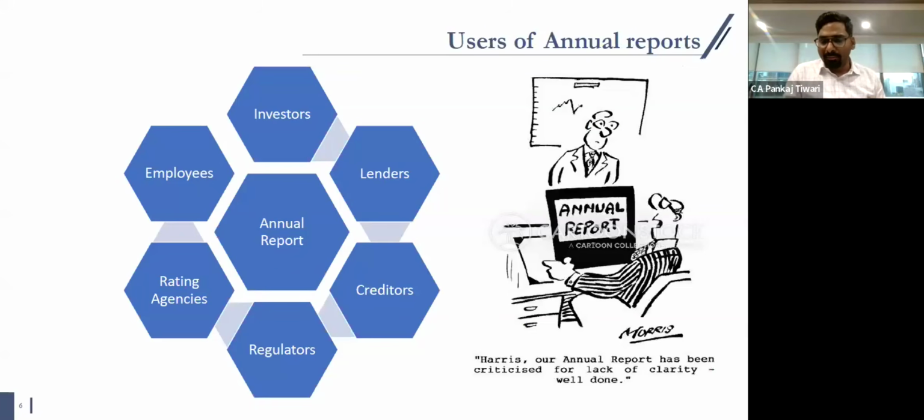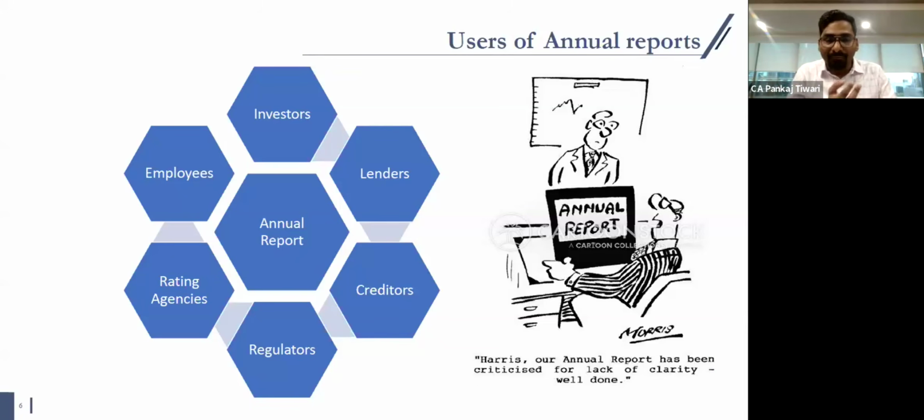Now, who are the users of the annual report? And I would like you to focus on the cartoon which is put on the PPT. And this is a very important one. Who are the users of the annual report? The investors are the users of the annual report, obviously, yes, because they are looking at a prospective investment to come up in the future.